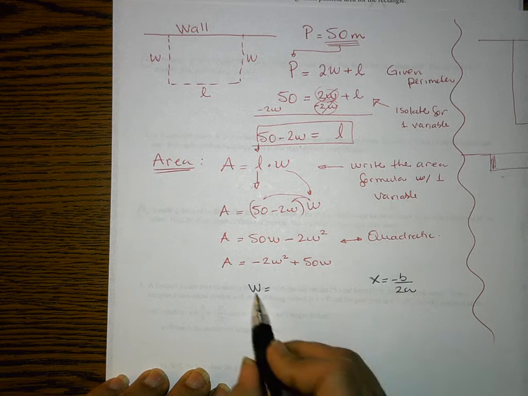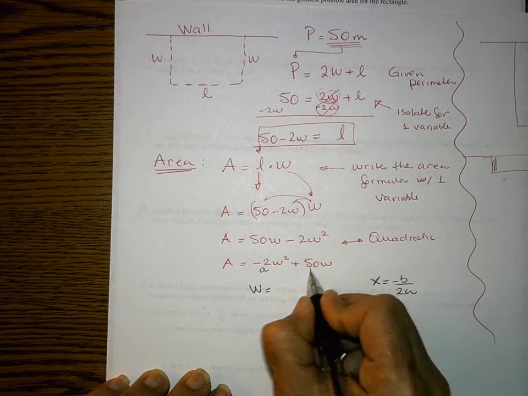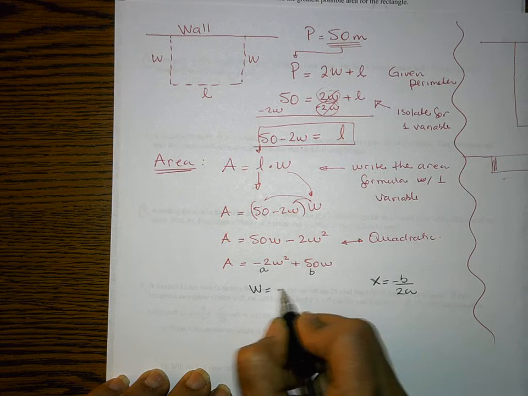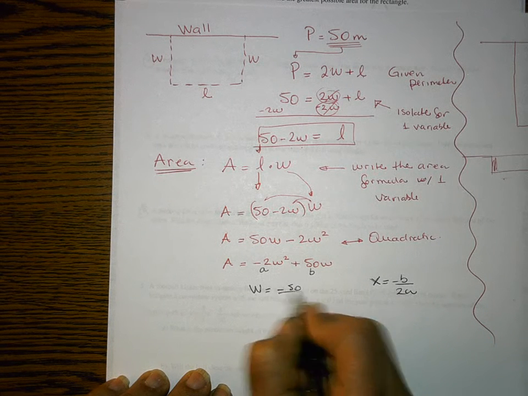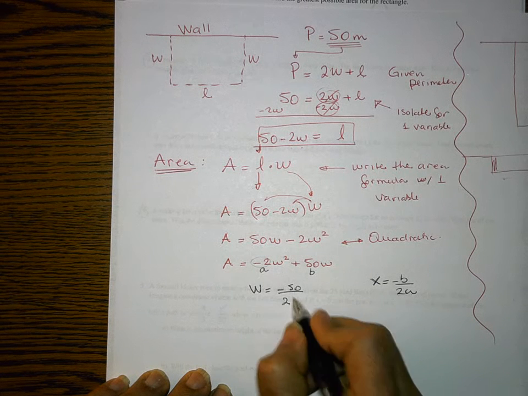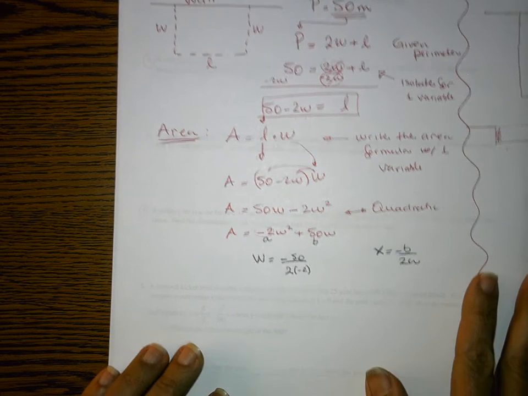This is for my maximum width. I know that this is my a value and 50 is my b value. So I can go ahead and finish writing the formula. Negative is part of the formula. My value of b is 50, divided by 2 times my value of a, which is -2. So now you can go ahead and finish this, okay?